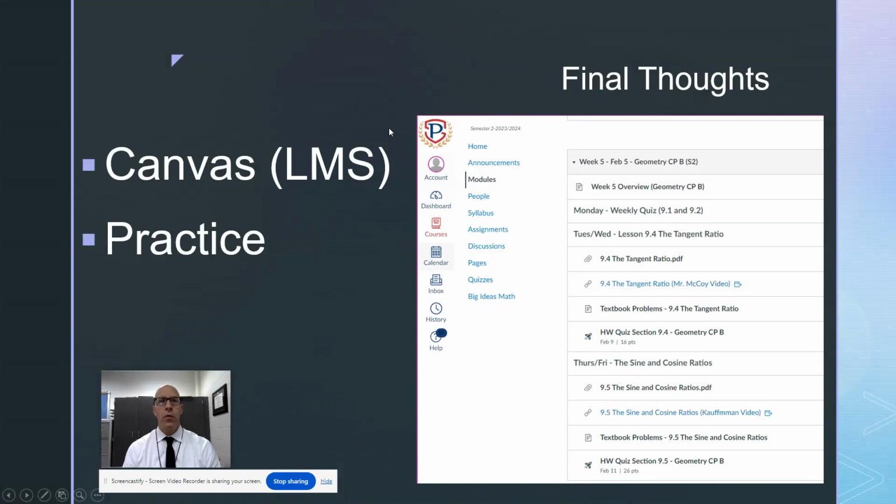Okay, so I do want to take a little bit of time here. This is kind of specifically for geometry, parents and students. This is a screenshot from Canvas, which I've talked about quite a bit. Anyway, so this week you can see at the top of the module, there's a week overview with the objectives of the week, which is typically just 2 lessons.